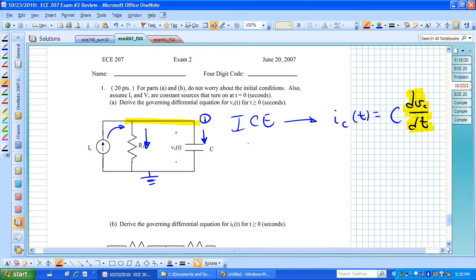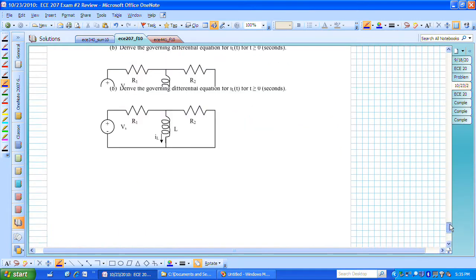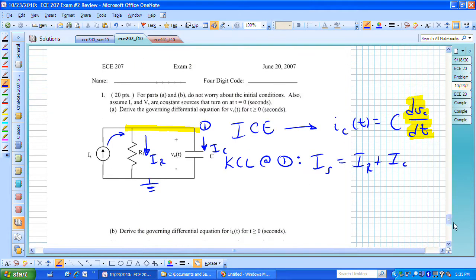And consequently, if we apply KCL at node 1, we'll be able to see that we have I sub s, and that's equal to I sub r plus I sub c. And what we really need to do then is to rewrite these variables in terms of this capacitor voltage V sub c. I sub s is given to us. We'll just keep that as it is. There's I sub s. That's equal to I sub r.